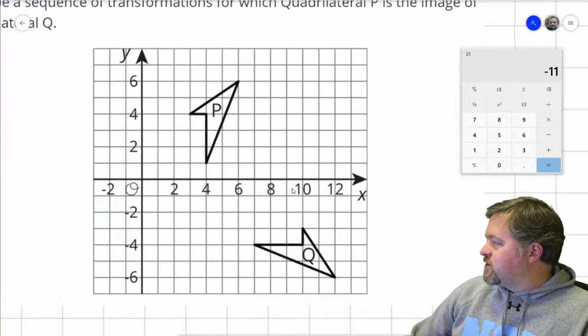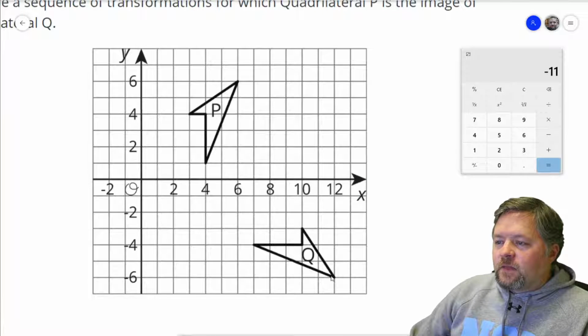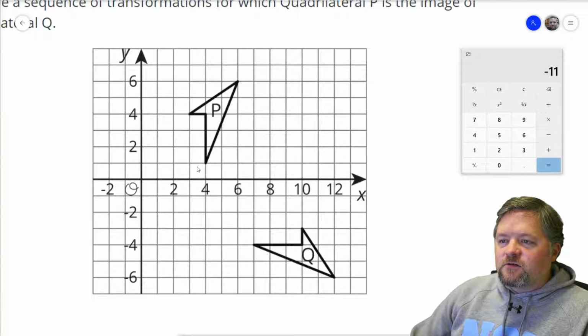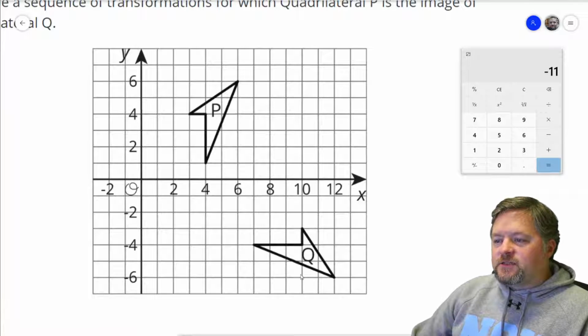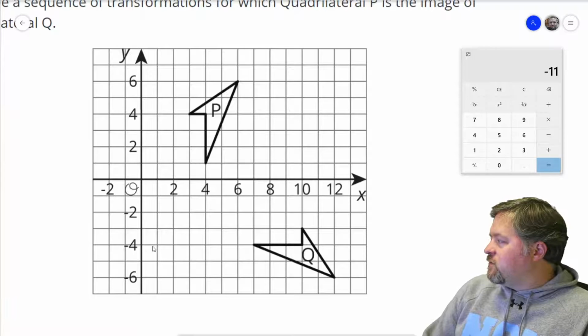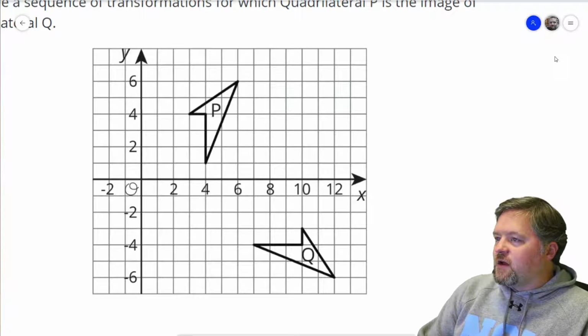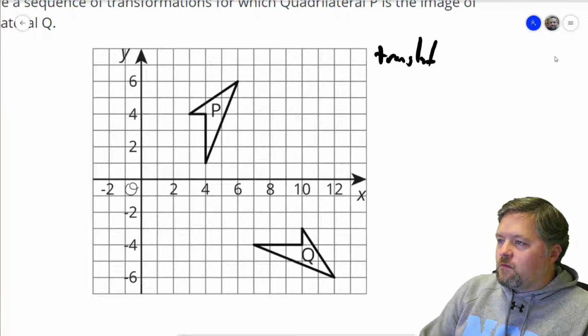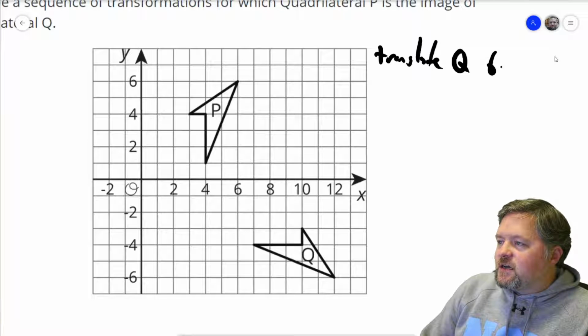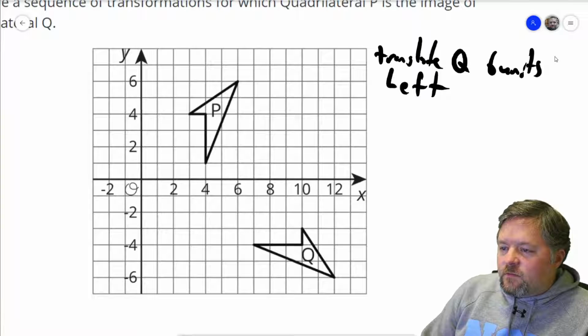Let me zoom that in a little bit so you can see better now. I haven't got 12 units up here, so let's translate it first. Well, P is 1 unit away from the x-axis, which means I'm going to want Q to be 1 unit away from the y-axis. So the first thing I'm going to do is close this calculator so I've got space to write. I'm going to translate Q. So that's 7, and I want it 1, 6 units to the left. If I move this point here 6 units to the left, it's going to be right there.